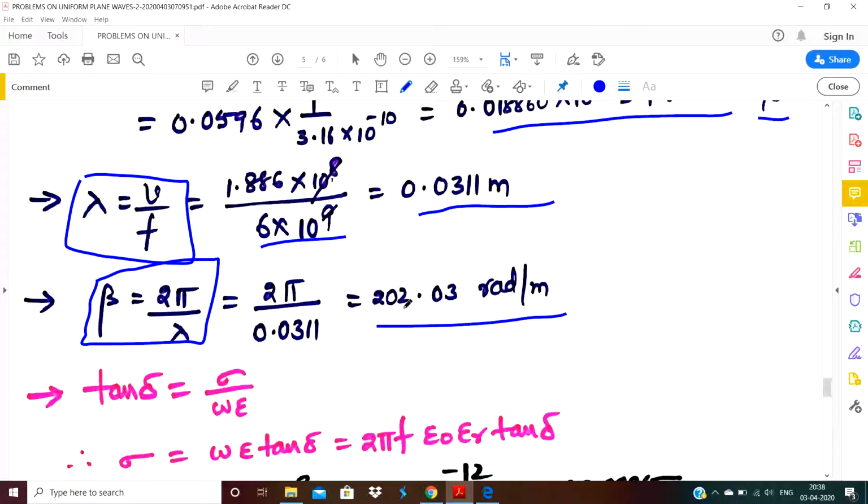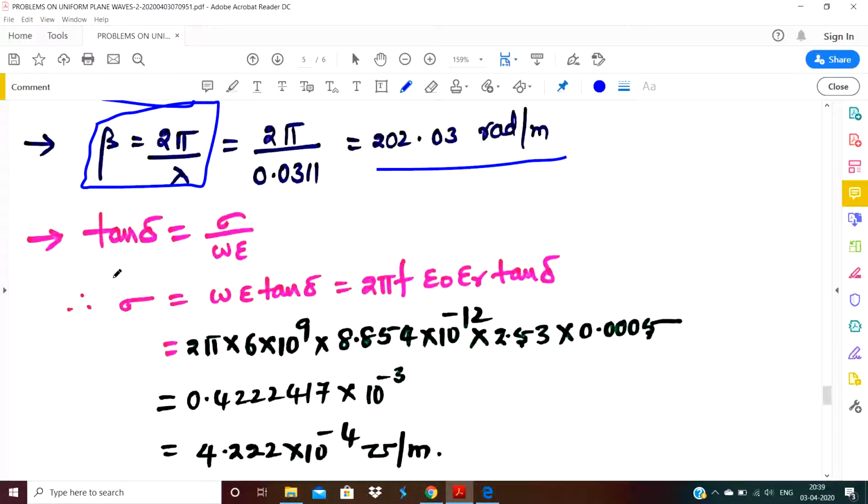We will be getting this value as 202.03 radians per meter. Already given loss tangent, tan delta, its relation is sigma by omega epsilon. Sigma is conductivity, omega is radial frequency, and epsilon is permittivity. So from this we can write sigma equals omega epsilon into tan delta. Omega is 2 pi f, epsilon can be expanded as epsilon naught into epsilon r, and tan delta here.